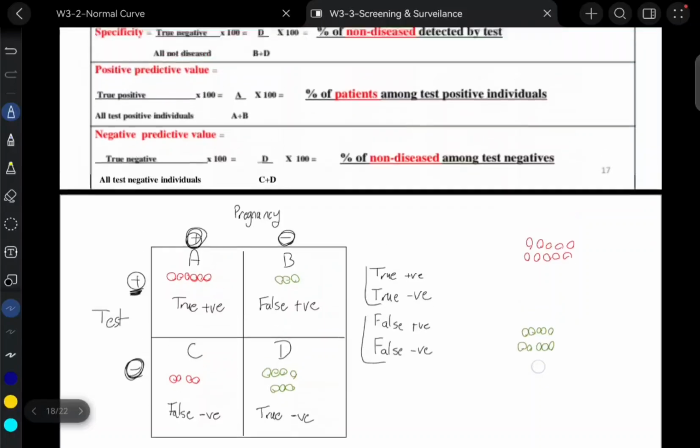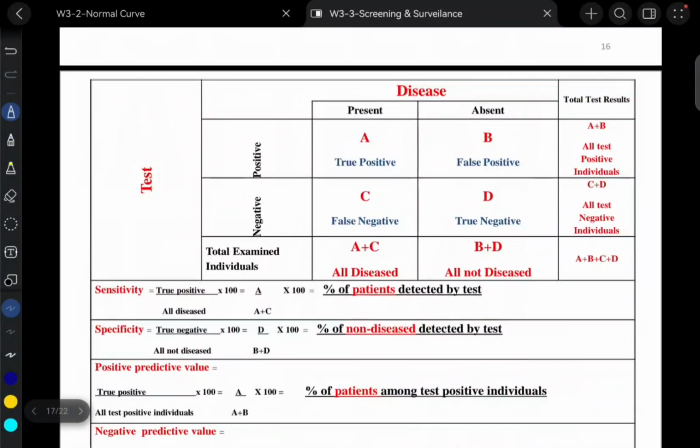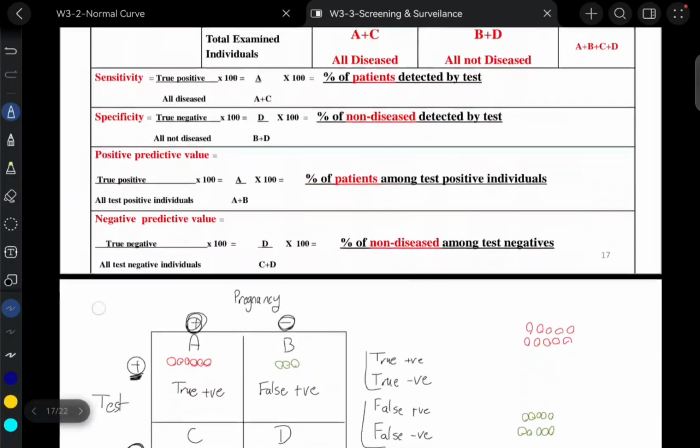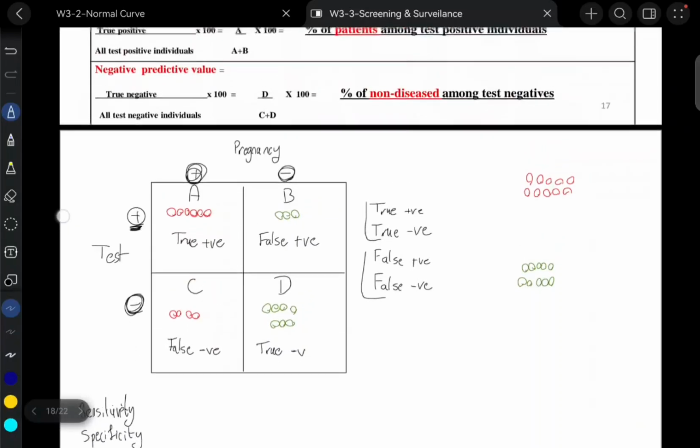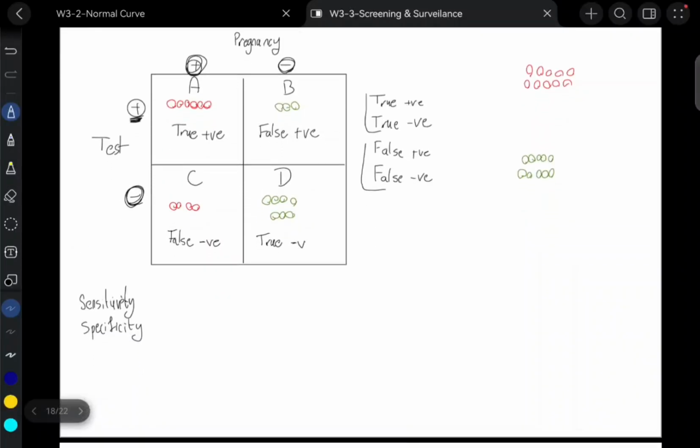So now that we plotted them as given here, we will move on to the definitions we talked about earlier, right? So what we did have was sensitivity, specificity, and the positive and negative predictive values.